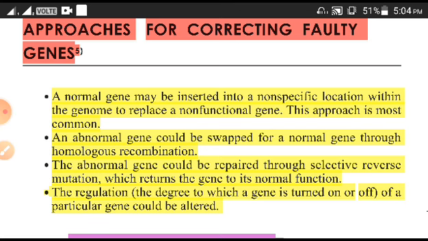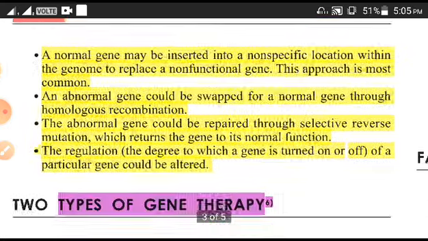The next approach is that the regulation of a particular gene could be altered, that is, the degree to which a gene is turned on or off. If any one gene is behaving abnormally and creating serious issues in the body, maybe that gene can be switched off for some time, so that these problems, or those adverse difficulties which are coming in, can be kept on hold for the time being. So these are some approaches we are following.